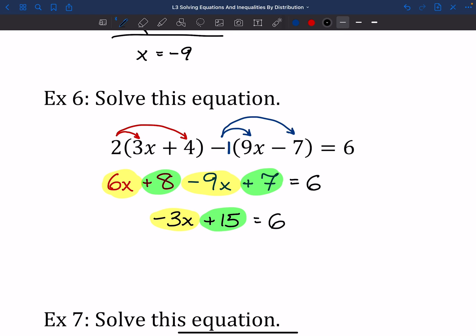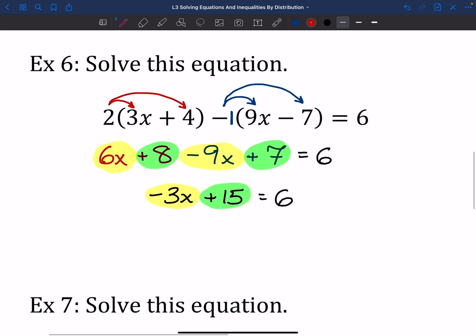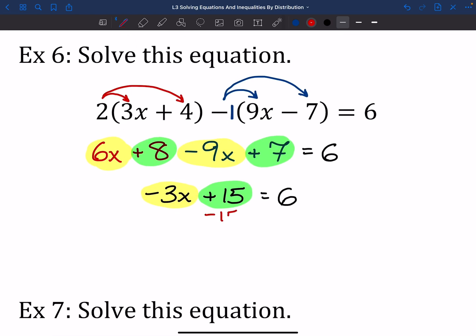Okay, after that, again, I just need to go through my normal steps. I'm going to move that 15 over to the other side by subtracting it.